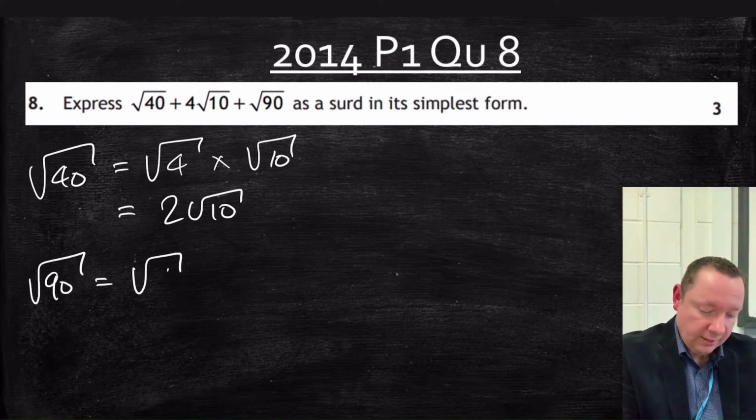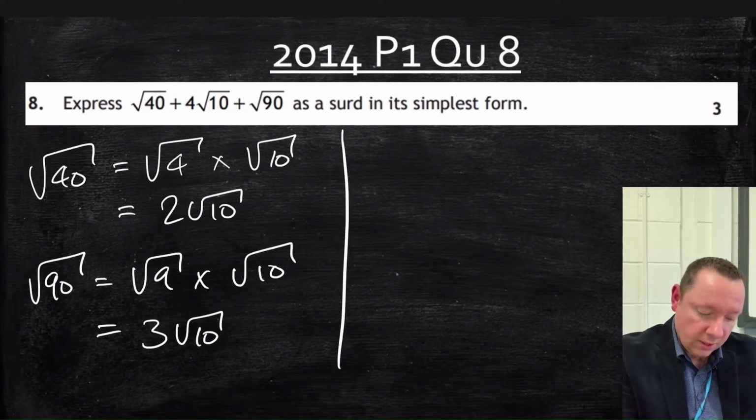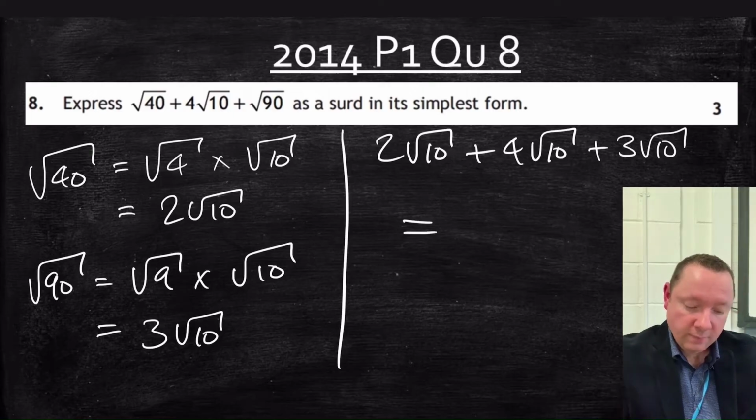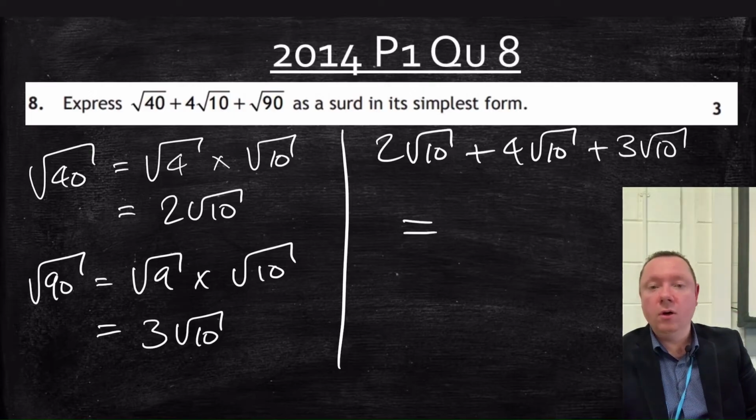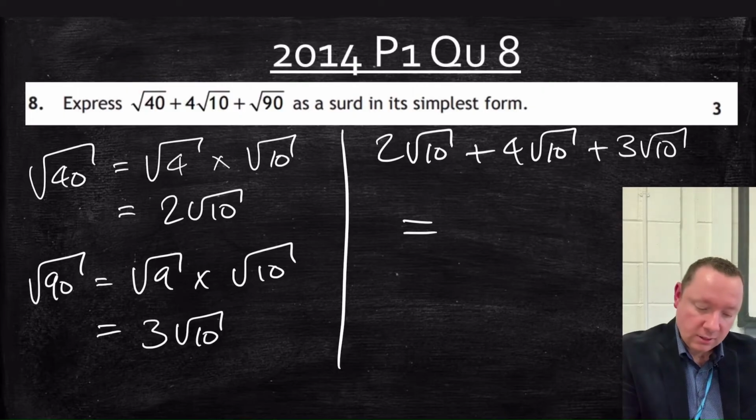Well, that's 9 times 10. Square root of 9 is 3, so that gives us 3 root 10. So our whole sum simplifies into 2 root 10 plus our 4 root 10 that was already there, plus an extra 3 root 10. So adding all them together, 2 plus 4 is 6, plus another 3 is 9. Our answer is 9 lots of root 10.